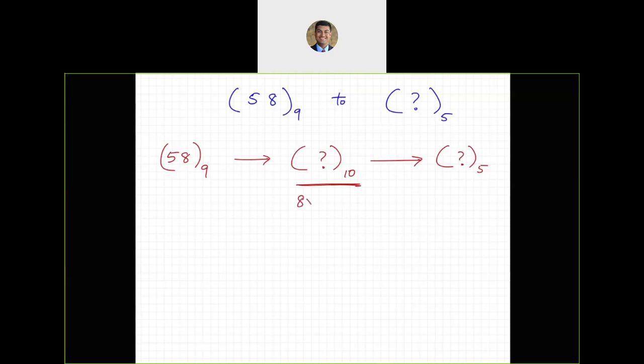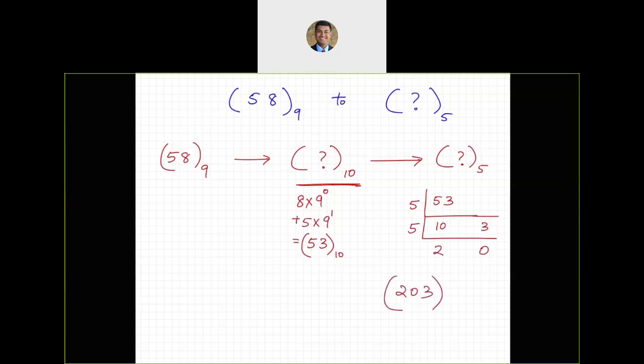This will be 8 times 9 raised to 0 plus 5 times 9 raised to 1, which is 45 plus 8, which is 53. And then I can convert 53 to base 5 by dividing by 5. So 5 times 10 is 50. Yeah, 3 is your remainder. 5 times 2 is 10, remainder is 0. So your answer will be 203 in base 5. So I hope you see how you can go from any number system to any number system. Just use decimal number system as your intermediate step. 9 to 10, 10 to 5.